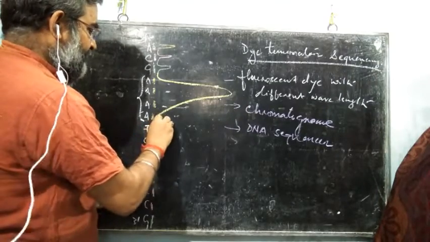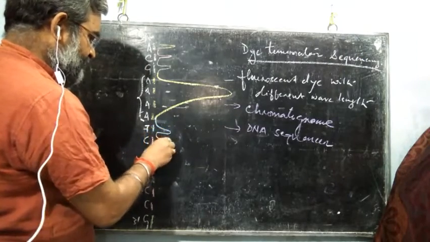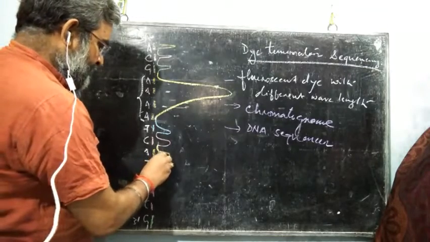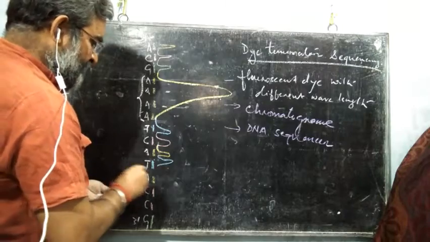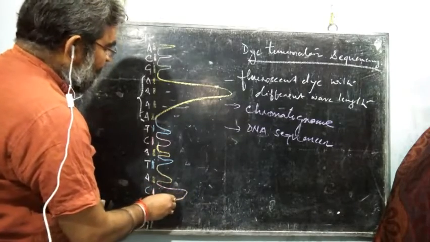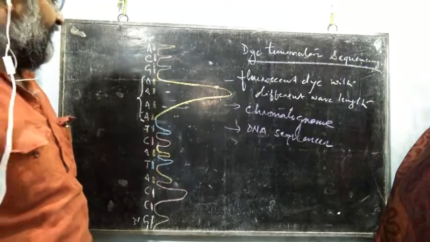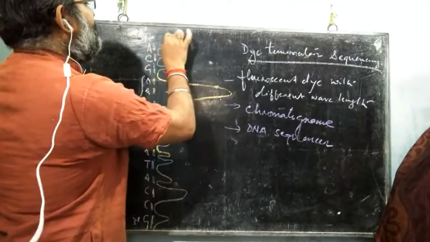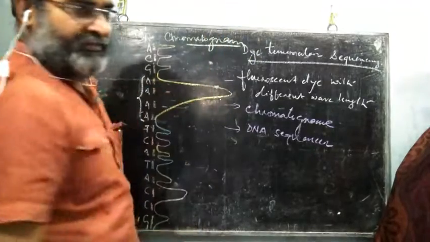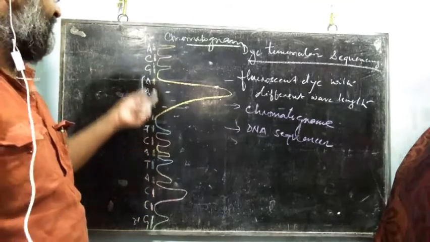Again T, like this. Again C. A. T. A. Here again double C, like this. And this one is the chromatogram. This represents the chromatogram. By this process, we analyze the DNA sequence in a single reaction.